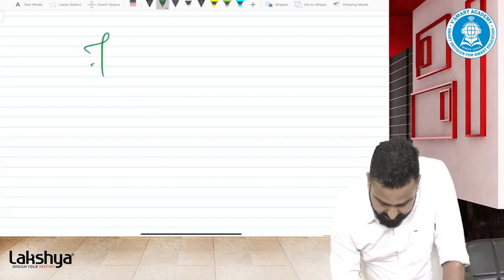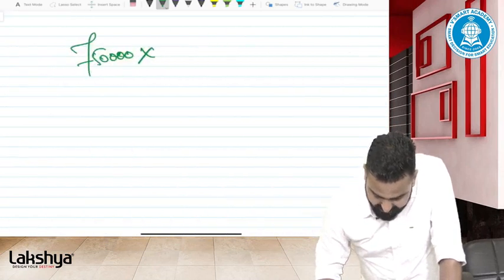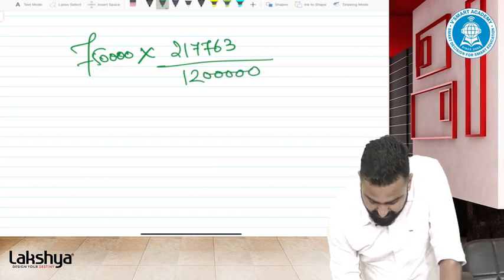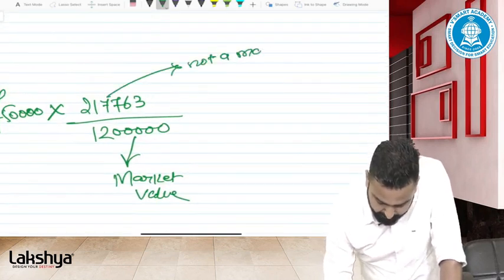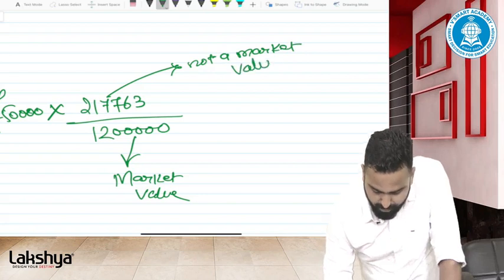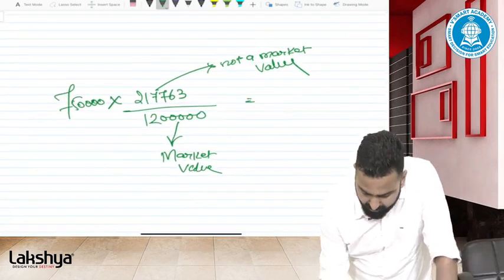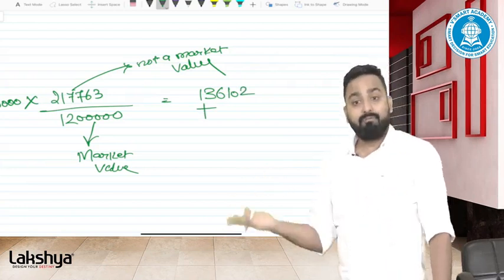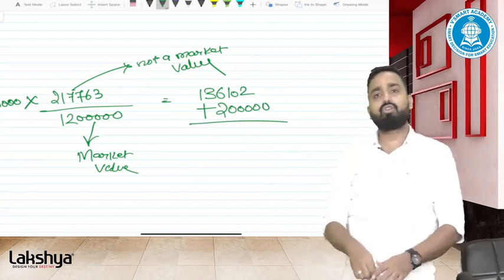When we are applying the formula 750 into 217,763 divided by 12 lakh. See, this 12 lakh is the market value. But this 217 is not a market value. What should we do? Okay, not an issue. Whatever we got, that is 136,102. We will further increase our ROU asset by 2 lakh.